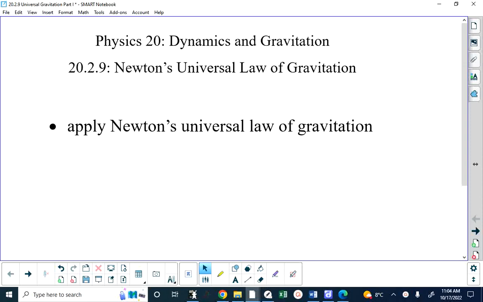So we're going to be looking at Newton's universal law of gravitation today. When you take a look at the title of this unit that we're in, it's called Dynamics and Gravitation. So we're going to do gravitation now. Dynamics was a lot more extensive than gravitation.